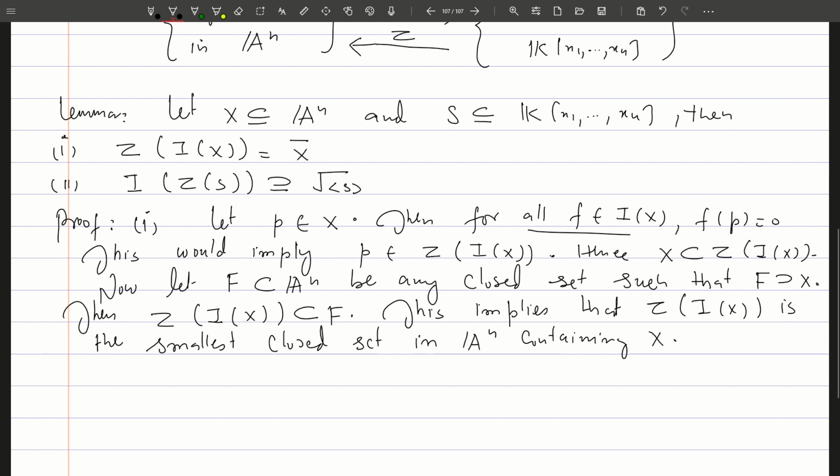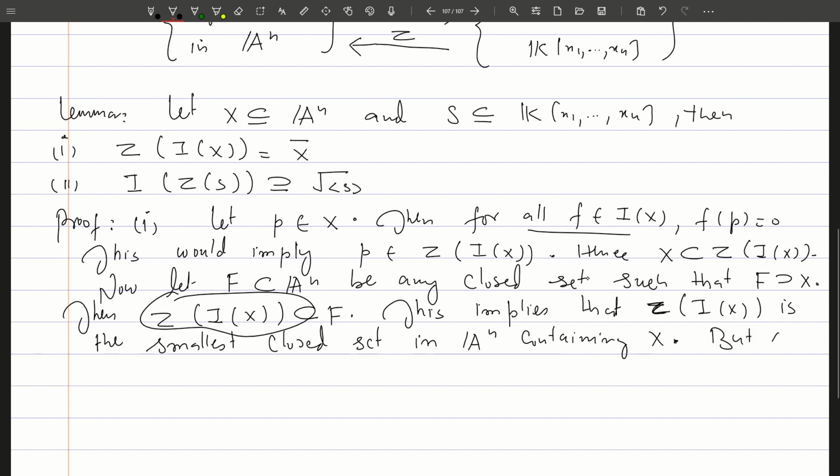This is closed because it is an algebraic set. It is a zero set of some set, hence an algebraic set, and hence a closed set. But one can see here the closure is also the smallest closed set in the affine space which contains X. So that means this zero set over here has to be equal to the closure.